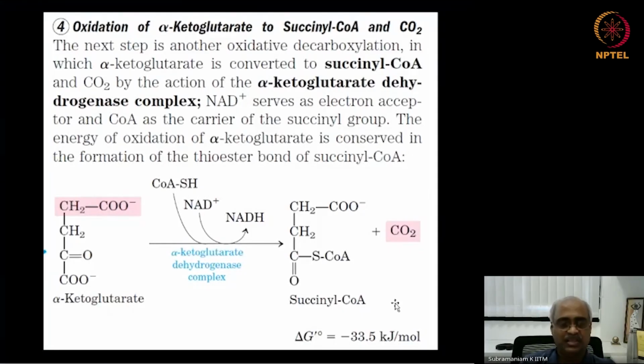So there the end was acetyl-CoA. Instead it is succinyl-CoA. So part of that oxidation energy is conserved in making this high energy thioester bond here. Okay. So that is how succinyl-CoA is produced by alpha-ketoglutarate dehydrogenase. So the fourth step is perfectly fine.